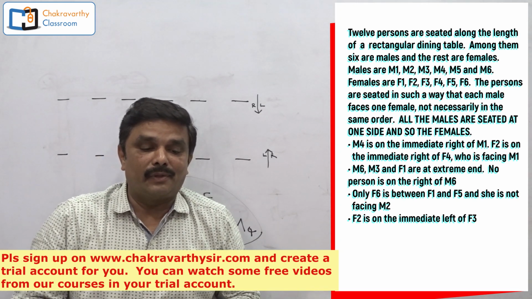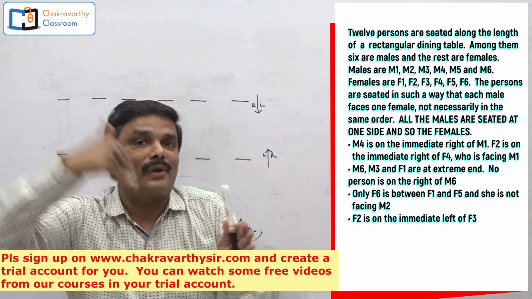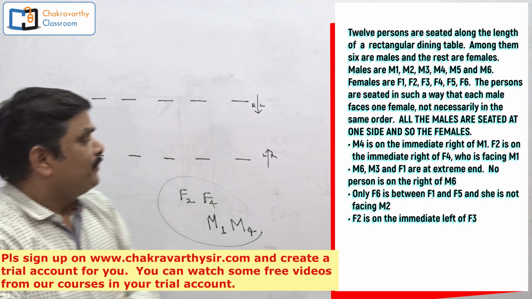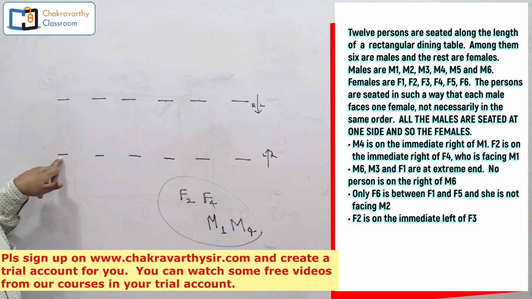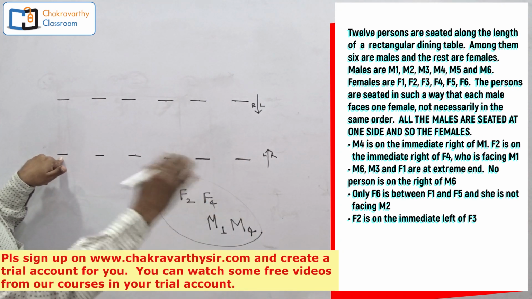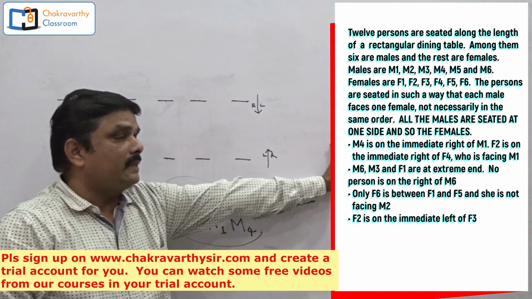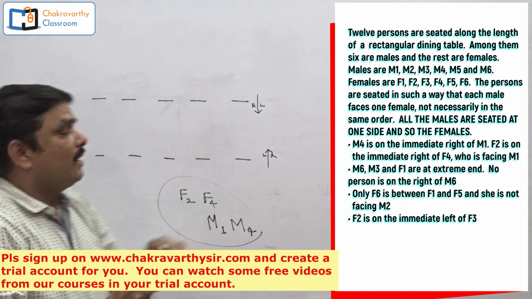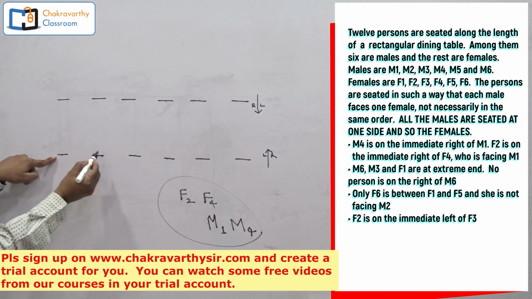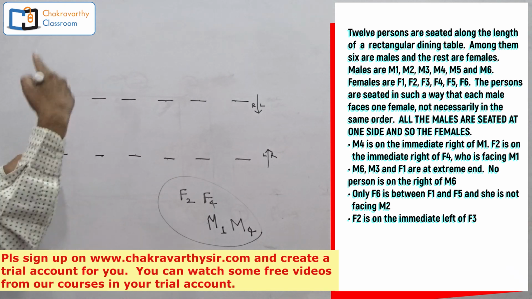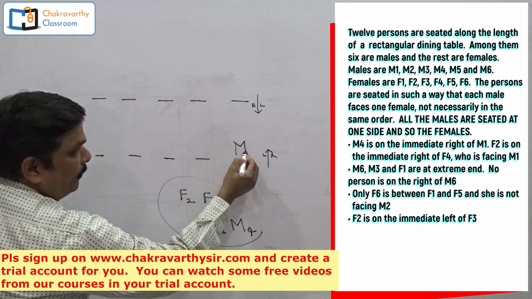No person is on the right of M6. One clue is there here. No person is there on the right of M6. That means M6 has only two places, one place is this one, the other place is this one, because he should be on one of the extreme ends. Clearly they have given that there is no person on the right side of M6. That means if you keep M6 here, there is one person on the right side, but clearly there is no person on the right side of M6. So M6's place is confirmed.